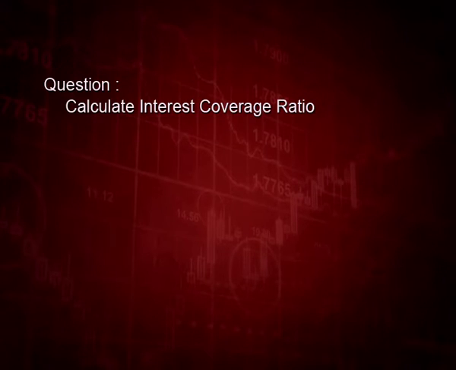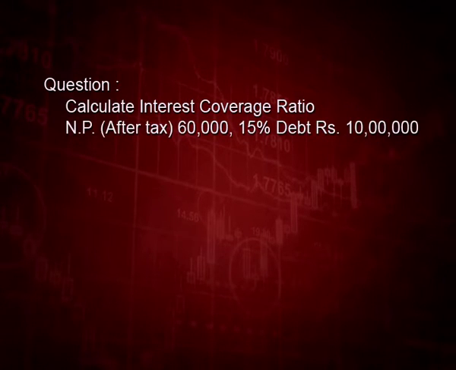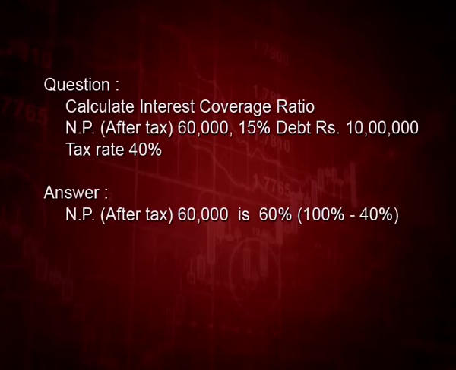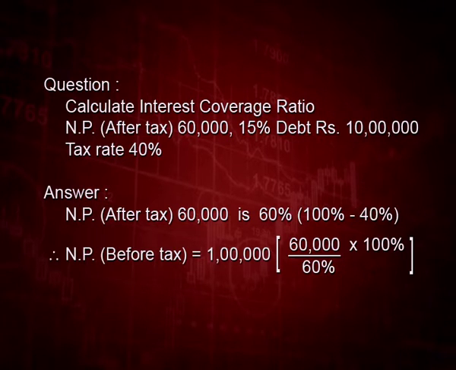Let us start another question. Calculate interest coverage ratio from the following: net profit after tax 60,000 and there is a 15% debt of 10 lakh and the tax rate is 40%. Now, if the tax rate is 40%, that means profit after tax is 60%, right. So, let us start with the solution. If net profit after tax is 60,000, that is 60%, then net profit before tax will be 1 lakh. How? 60,000 divided by 60% into 100% makes it 1 lakh.